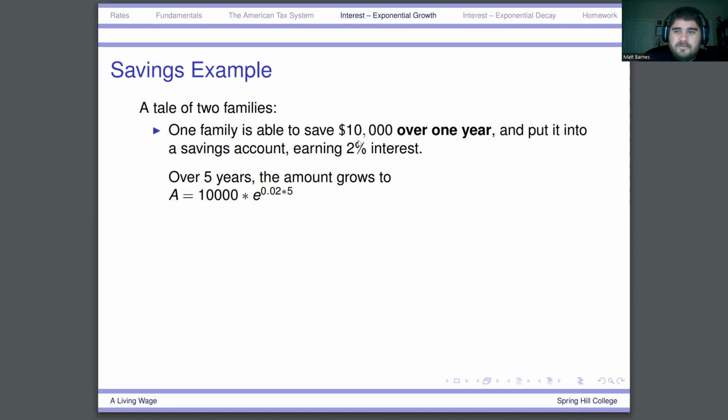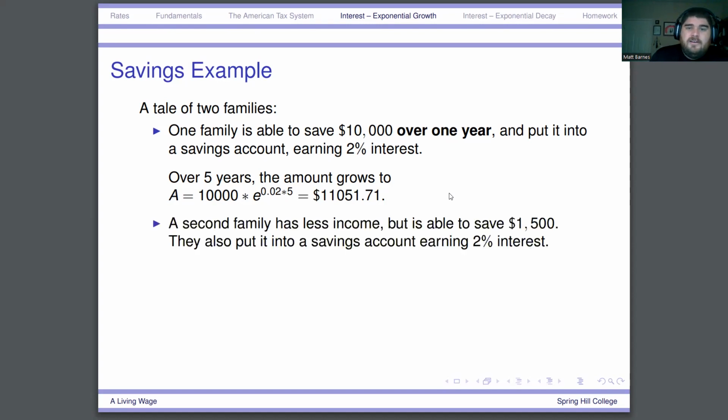2% interest, so we convert that to a decimal. So 0.02 lives up here. PERT, P-E-R-T. So our R goes here, and then our T goes over here. So 5 years. Boom, there's the amount of money in the account. So you'll notice we still have that $10,000 from before, but we've gotten an extra $1,051.71 just from the exponential growth there.